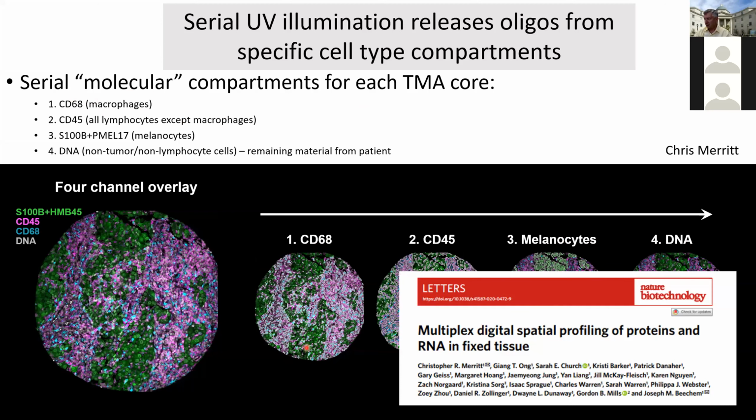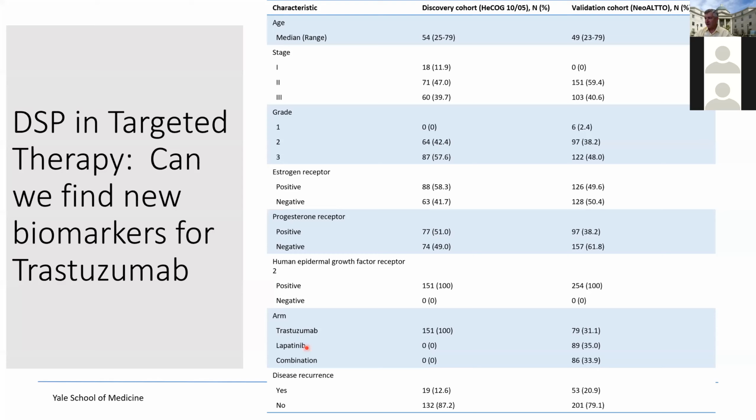But we use this application in breast cancer to try to find a new biomarker for resistance to trastuzumab. This was a cohort that we had from our colleagues in Greece, the so-called HECOG 1005 cohort, which was our training set, which we had as a tissue microarray, 151 patients treated with trastuzumab. Our validation set was the NeoALTTO cohort, which we couldn't actually do on DSP, but I'll show you some data from RNA from the NeoALTTO cohort to validate our findings of protein using the digital spatial profiler.